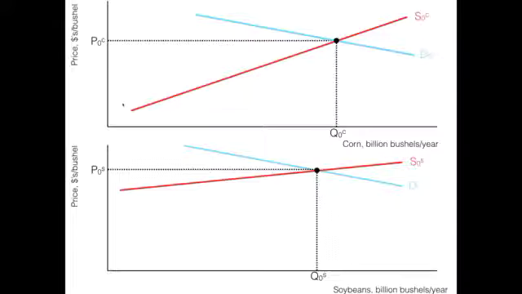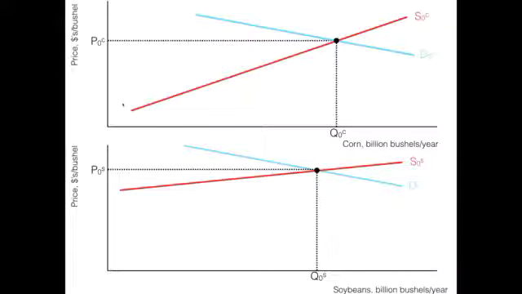So here we have two markets. The graph in the top shows us the market for corn, and the graph in the bottom shows the market for soybeans. So we have supply and demand for corn, and we have supply and demand for soybeans.